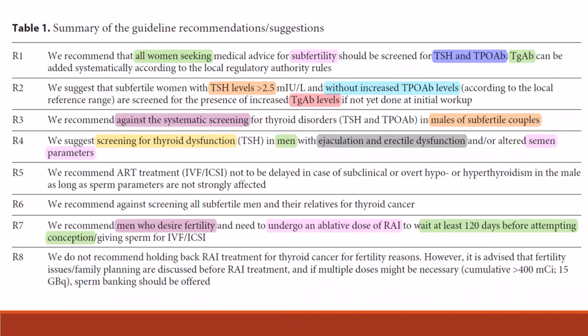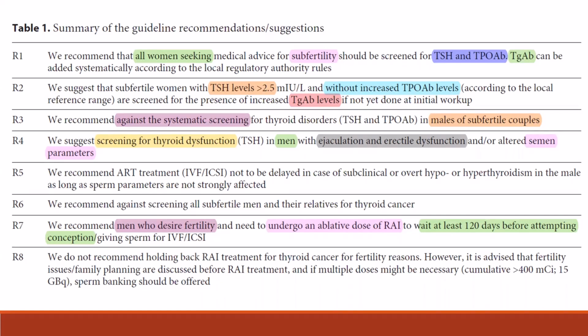They recommend against systematic screening for thyroid disorder by TSH and TPO for males with subfertility. We suggest screening for thyroid dysfunction by TSH in men with ejaculation and erectile dysfunction and or altered semen parameters. We recommend men who desire fertility and need to undergo radioactive iodine ablation to wait at least 4 months before attempting conception. This is the same as Oxford Handbook and different than European Thyroid Association guidelines for management of Graves' disease.